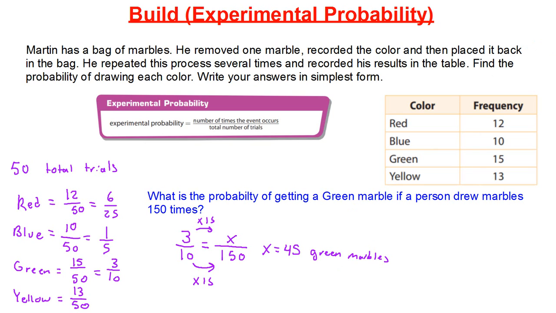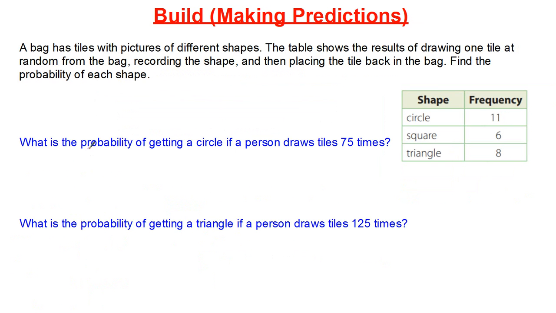Let's go ahead and try a second example. A bag has tiles with pictures of different shapes. The table shows the results of drawing one tile at random from the bag, recording the shape, and then placing the tile back in the bag. Find the probability of each shape. So this is of course experimental probability because it was already done and we already have frequency and data. So this is experimental, not theoretical.